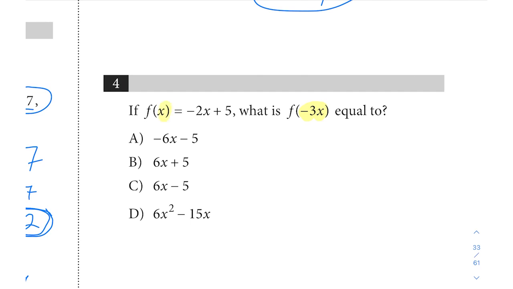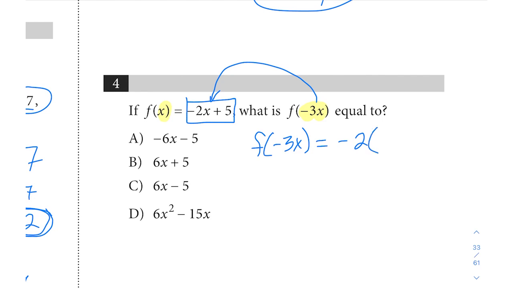Now in question 4, we have another function, and in this case, instead of putting a number in parentheses here, they put another expression, but we're still going to do the exact same thing as we did in question 2. We're just going to plug that in place of our original x. So when you see that the question's asking for f of -3x, you're still basing it off of this function given. And we're going to have -2 times whatever is in that parentheses, whatever that highlighted part looks like. So this would be -2 times a -3x plus 5.